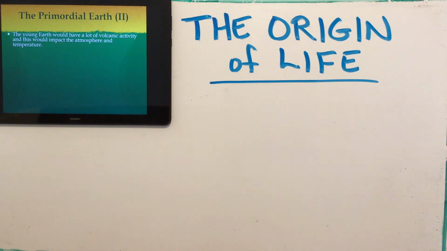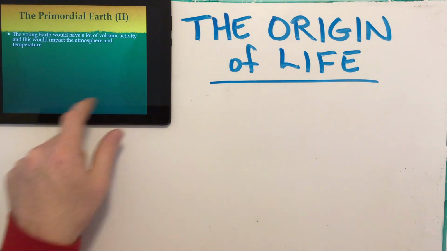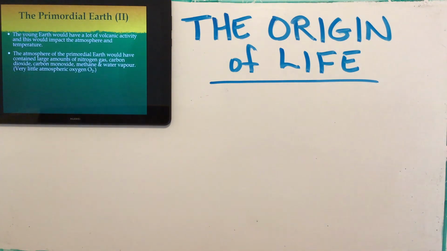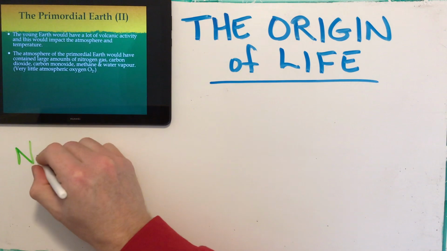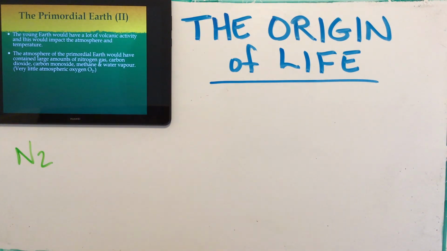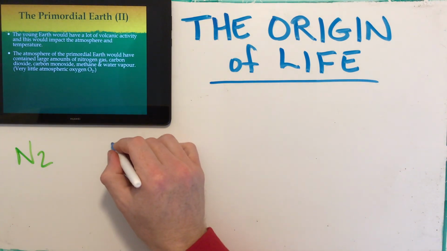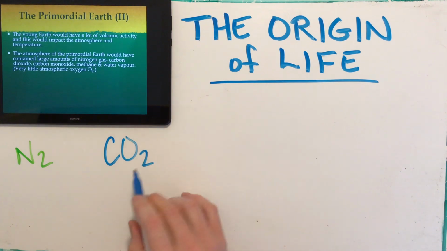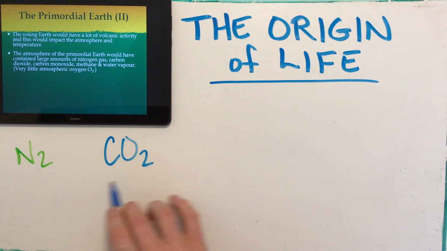So the young Earth, the primordial Earth, had a ton of volcanic activity, as I mentioned before, and this would impact the atmosphere and the temperature. It was still a very hot planet compared to what we have now. The atmosphere of the primordial Earth would have had a ton of nitrogen gas, so that's N2. It would have had a lot of carbon dioxide. Volcanoes spew out a lot of carbon dioxide.